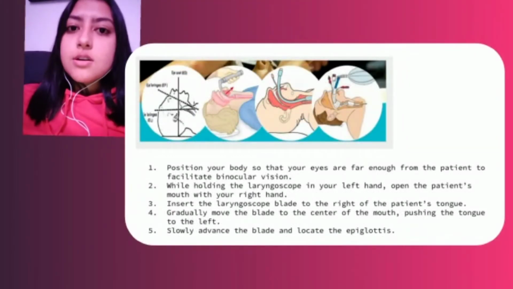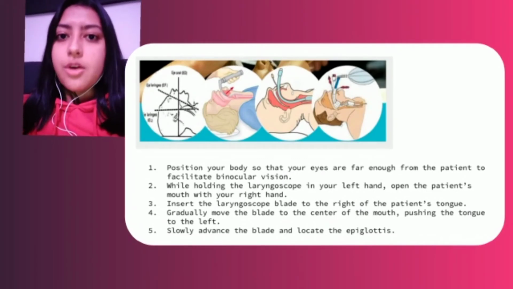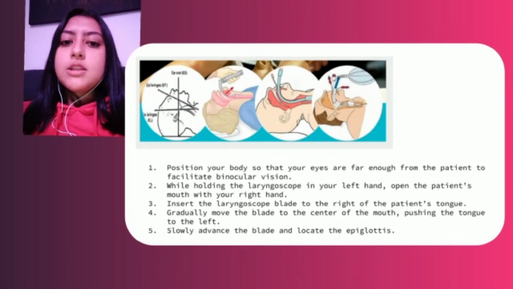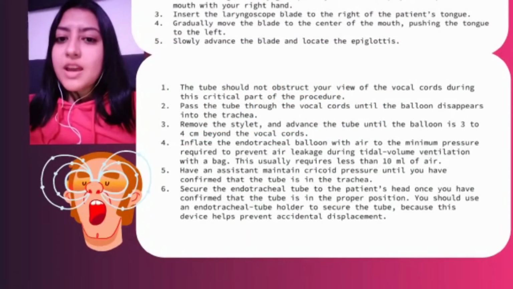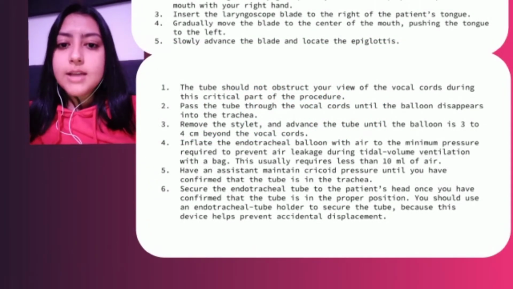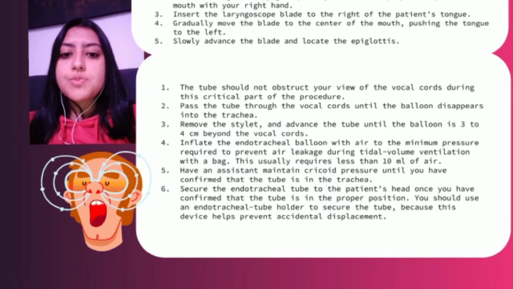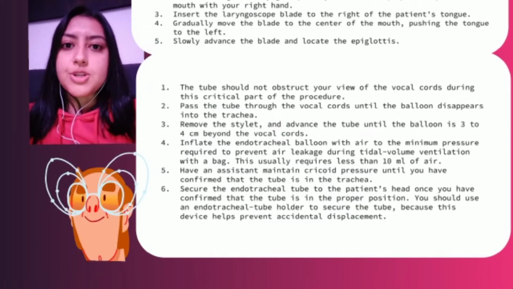Third, insert the laryngoscope blade to the right of the patient's tongue. Fourth, gradually move the blade to the center of the mouth, pushing the tongue to the left. Fifth, slowly advance the blade and locate the epiglottis. Sixth, the tube should not obstruct your view of the vocal cords during this critical part of the procedure.